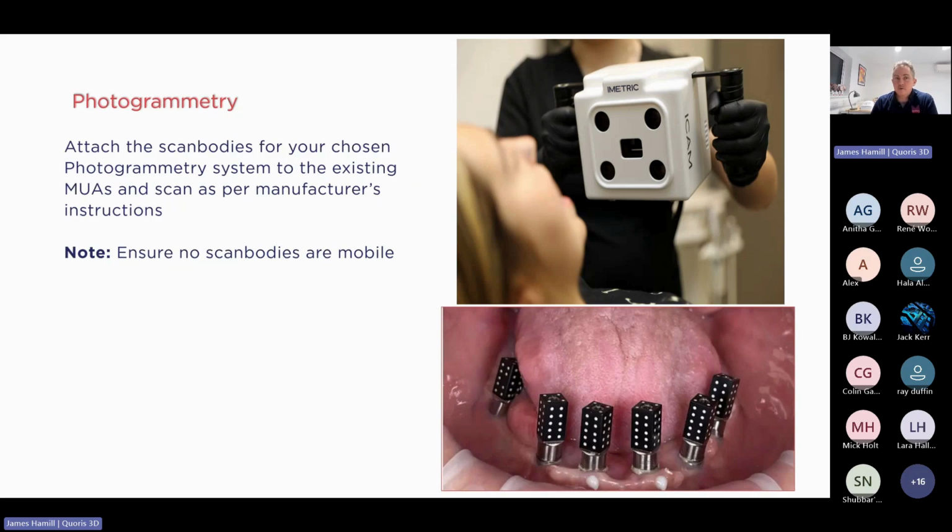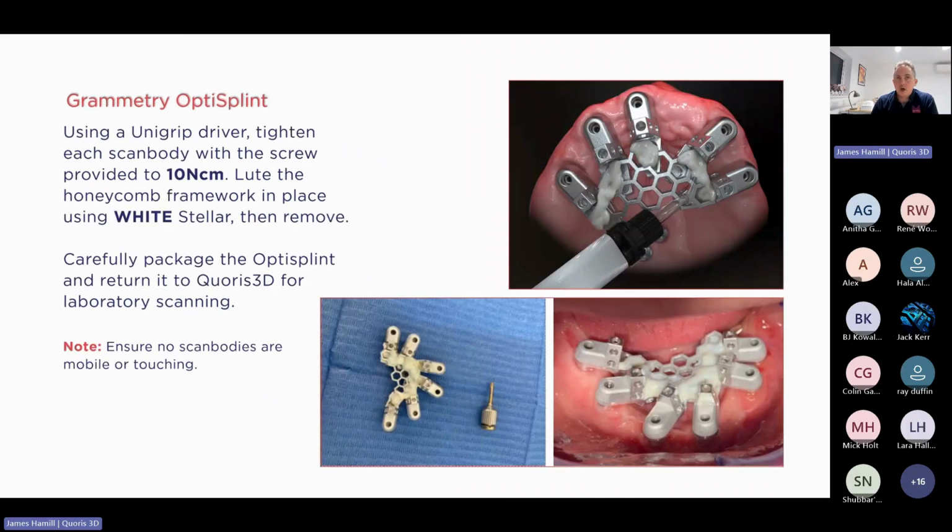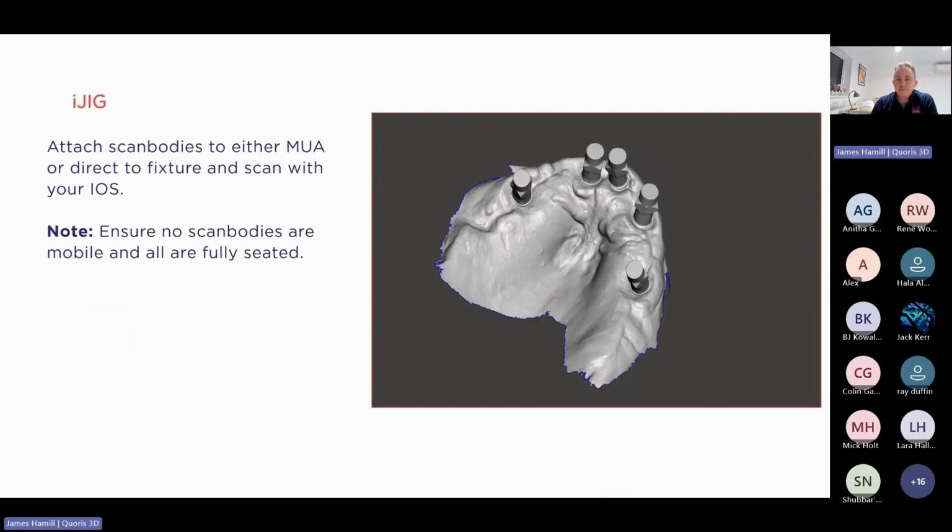You can either choose photogrammetry, arch bridge, so just the same as I described earlier on, or OptiSplint, because we now have to pick up the implant position, or of course the iJig. Okay, so remember, 6 iOS scans for either option, 6 photographs.